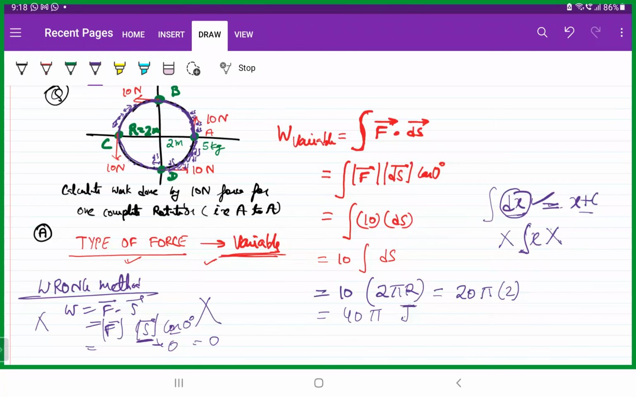Okay. Integration of ds gives 2 pi r. Yes, okay, now I understand. Okay, so any other doubt anyone is having?